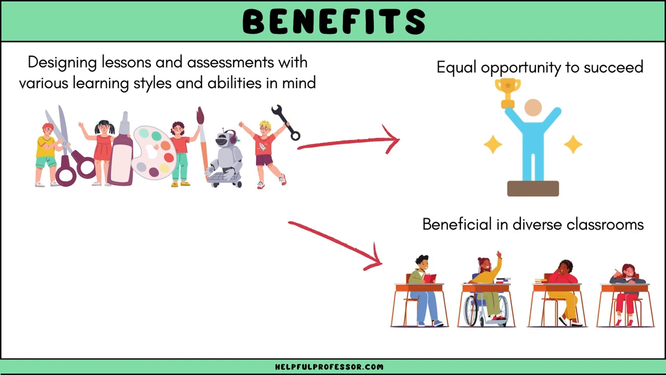Above him is the text, equal opportunity to succeed. The second is of 4 students sitting behind their desks. One of the students is a girl in a wheelchair and she is raising her hand. Above this graphic is the text, beneficial in diverse classrooms. Red arrows point from the children on the left to the two visuals on the right, illustrating how designing with UDL promotes inclusivity.